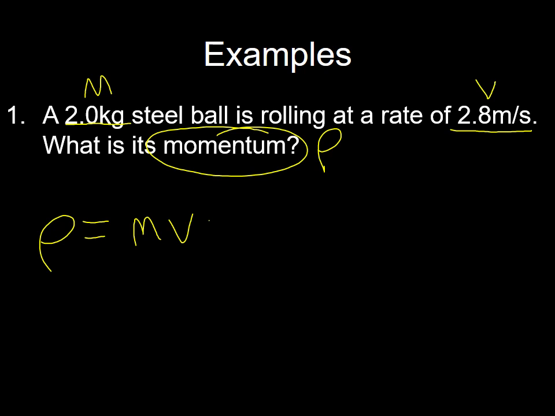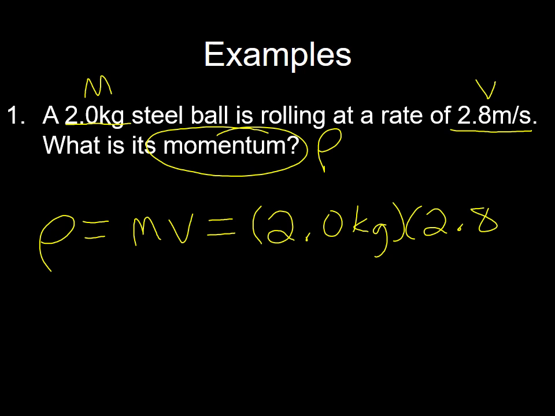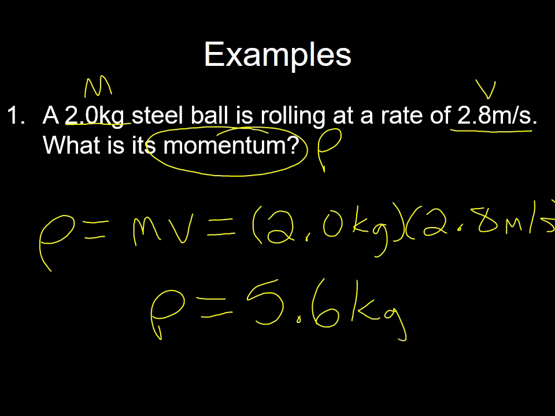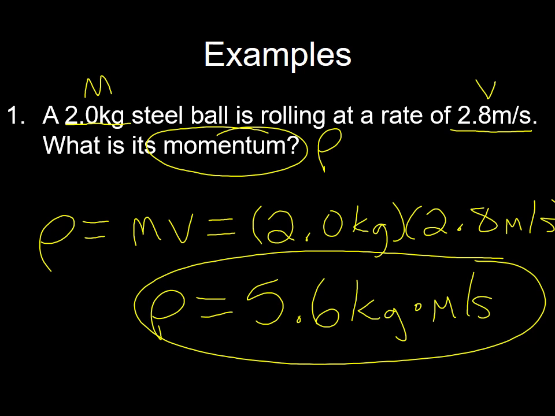My third step is to fill in those numbers. So 2 kilograms times 2.8 meters per second will give me my last step, solve. Momentum equals 5.6 kilogram meter per second. Notice that none of the variables there can cancel out.